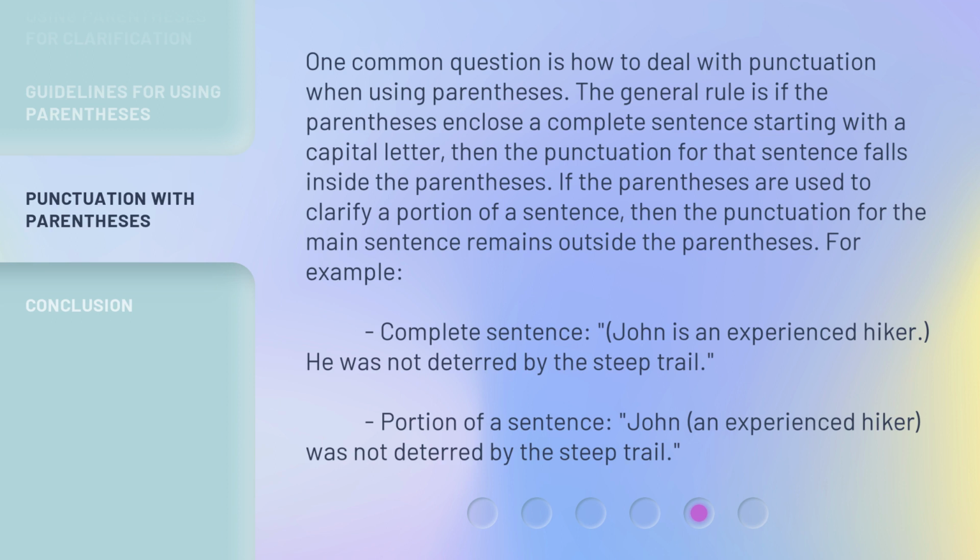(John is an experienced hiker.) He was not deterred by the steep trail. Portion of a sentence: John (an experienced hiker) was not deterred by the steep trail.